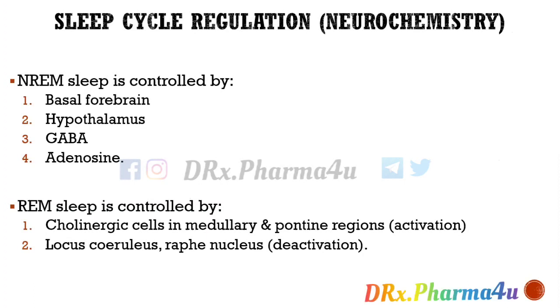REM sleep is controlled by cholinergic cells in the medullary and pontine regions, which actually activate REM sleep. And locus ceruleus and raphe actually deactivate REM sleep. So both are opposite to each other. This is just a basic idea for you. If you want to know about what locus ceruleus and raphe are, you can refer to anatomy and physiology. You'll get to know what it is.